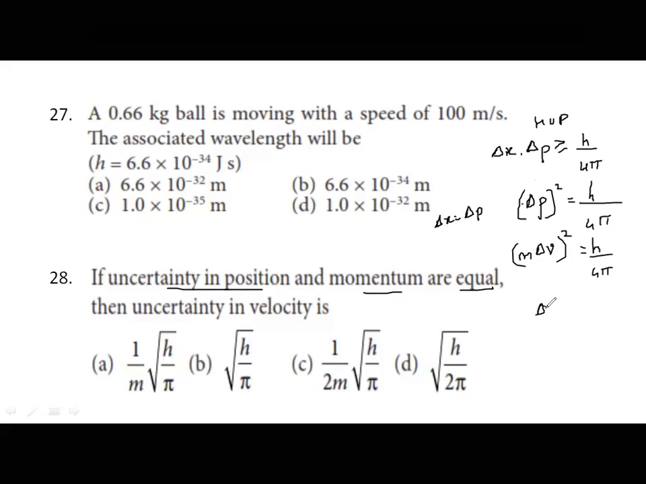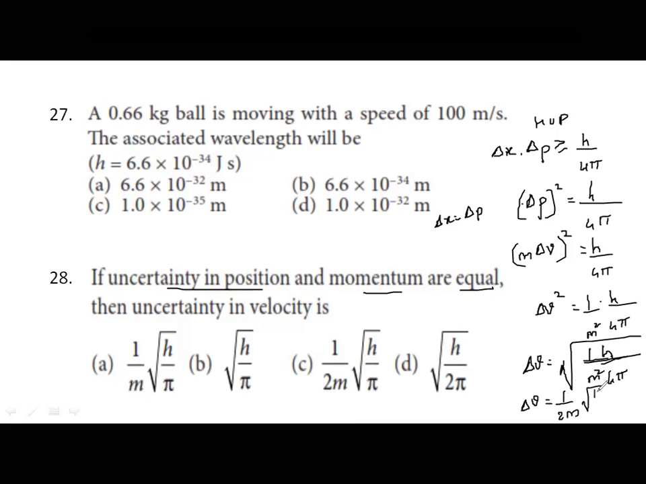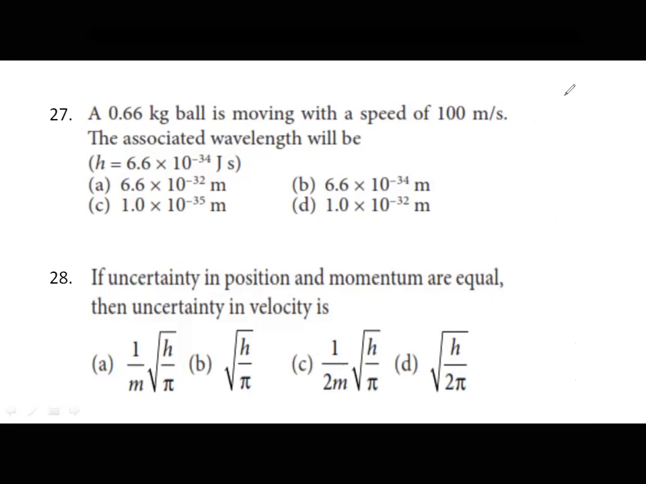So this becomes delta v square is equal to 1 by m square into h by 4 pi. So what will be delta v? It will be the root of 1 by m square into h, so h by m square into 4 pi. So m square comes out, 4 comes out. So delta v will be equal to 1 by 2m, the root of h by pi. This is the correct option. So option C is the correct option. I hope it is clear.